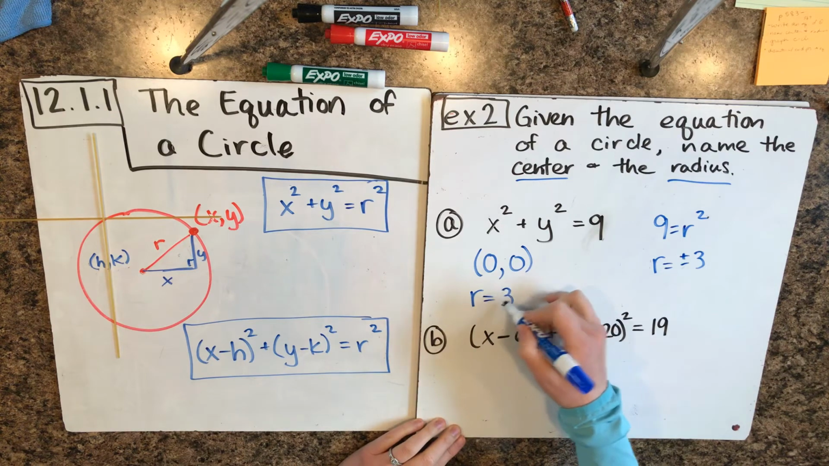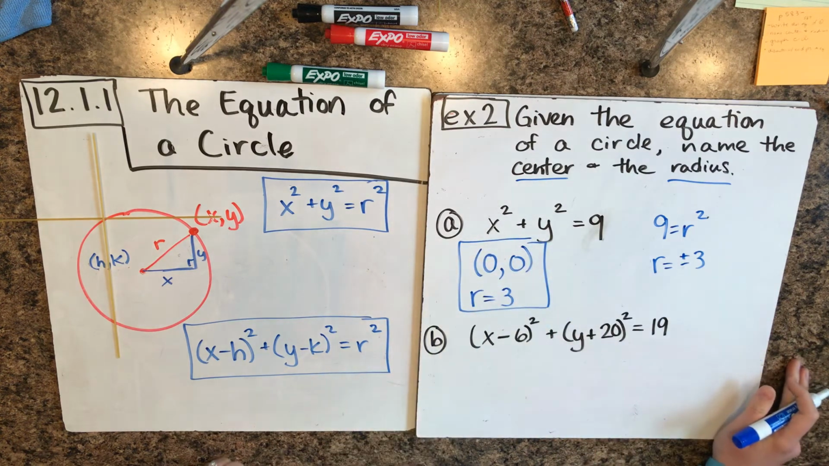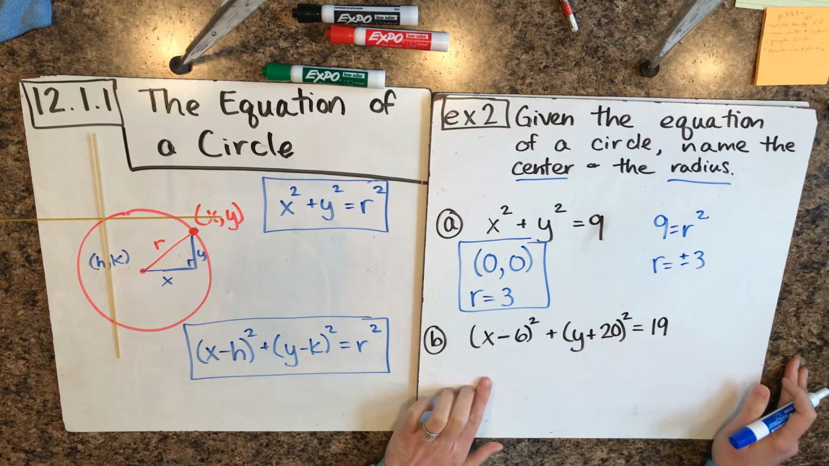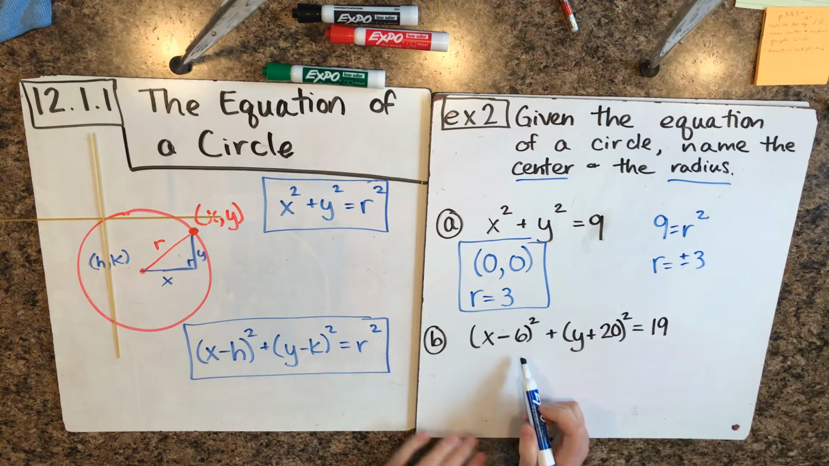It doesn't make sense to say, oh, Mrs. Miller, how far do you live from Solon High School? Oh, I live about negative 12 miles from the school. That doesn't make sense. It makes sense for me to say 12 miles and then give a direction. Okay? Part B, same thing.